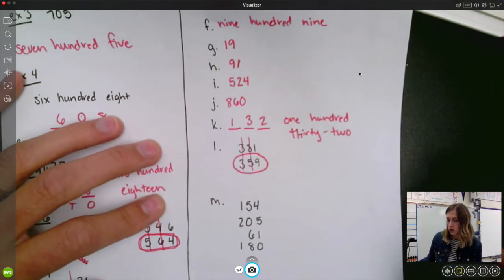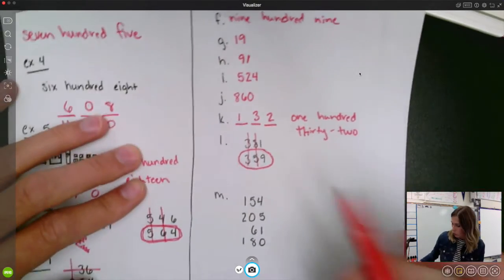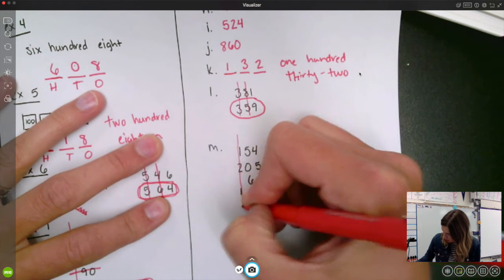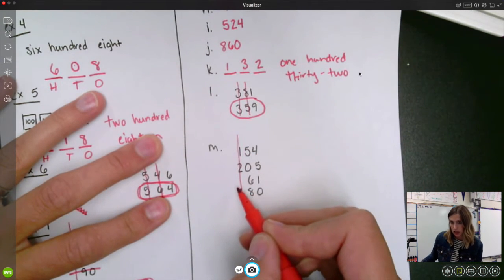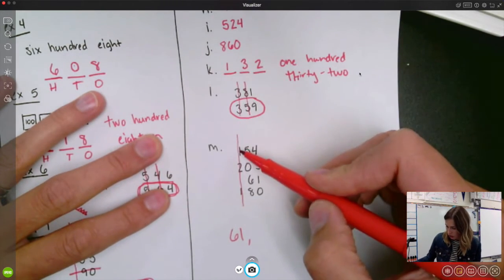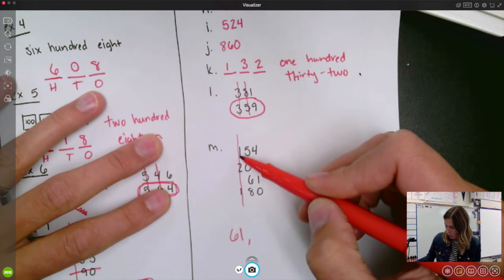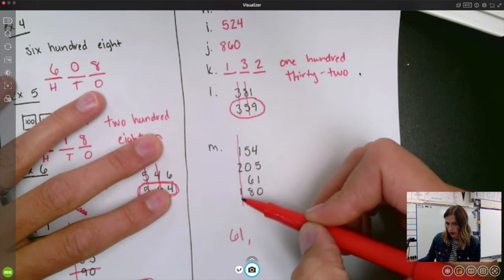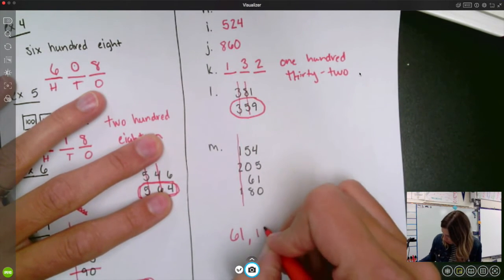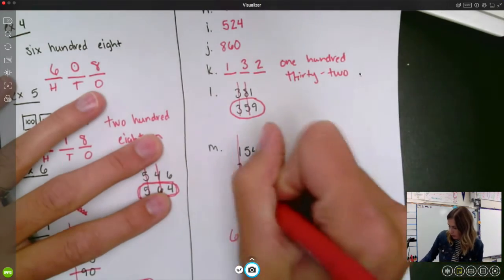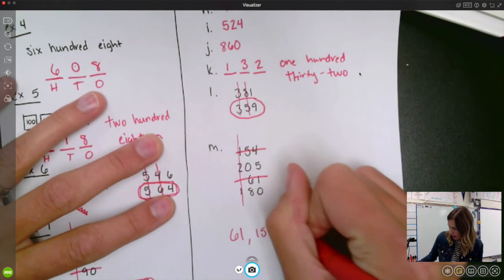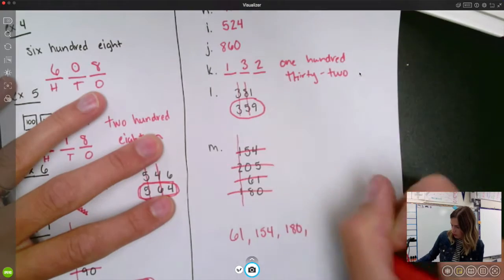M says write these numbers in order from least to greatest. So which one's the smallest? Well, if we look at our hundreds place, there's one number that doesn't have any numbers in the hundreds place. So 61 is the smallest. Next, we've got two numbers with a 1 in the hundreds place. Which one's smaller, 154 or 180? Well, notice that the 5 is smaller than the 8, so 154 is next. So we used 61, we used 154. Now we've got 180, and then last we've got 205.